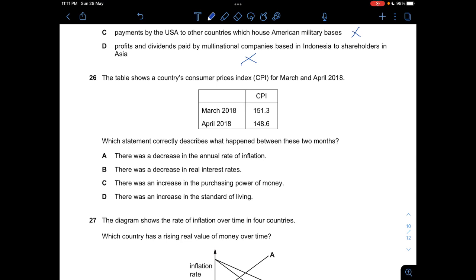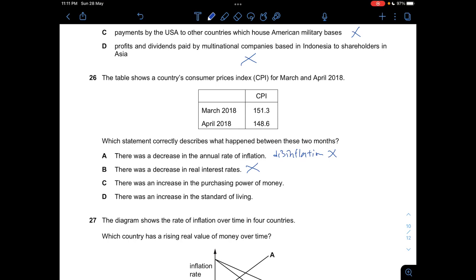So yeah, that means that there's deflation, and let's see which one is the best answer. A, it says there was a decrease in the annual rate of inflation. That's disinflation, so this is wrong. B, it says there was a decrease in real interest rates. Nope. If there's a decrease in real interest rates, the CPI will increase.